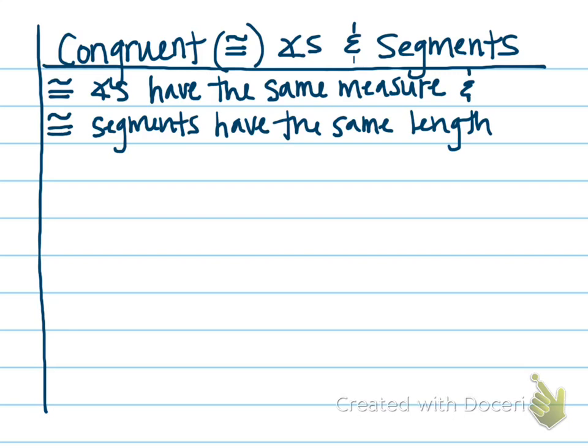Okay, so congruent is another word we need to talk about. Congruent is kind of like equals, but it applies to pictures only. So when we say these two angles are the same, we don't say that they're equal, we say that they are congruent. This symbol right here is the congruent symbol. It's an equal sign with a little wiggle on top. So we're going to talk about angles that are congruent and segments that are congruent and how we note that. Congruent angles mean they have the same measure, and congruent segments mean that they have the same length.